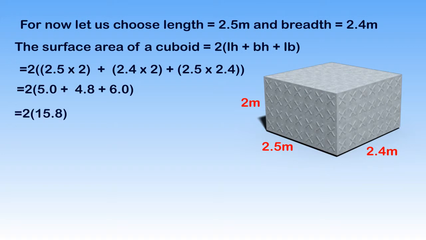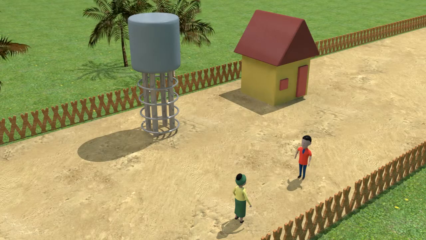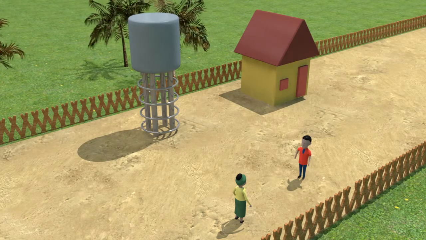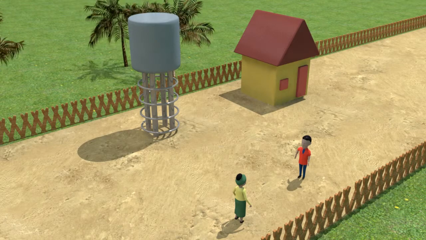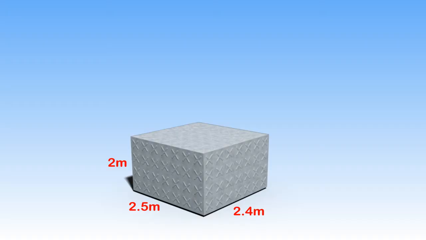If you multiply 2 by 15.8, it will give us a total of 31.6 meters squared. So, we'll be needing 31.6 meters squared of iron material to construct the tank? Definitely, Mrs. Kamal. You are right. We will need 31.6 meters squared of iron material that will be cut into parts of length 2.5 meters, breadth 2.4 meters, and height 2 meters. The parts will be welded together to form the tank.